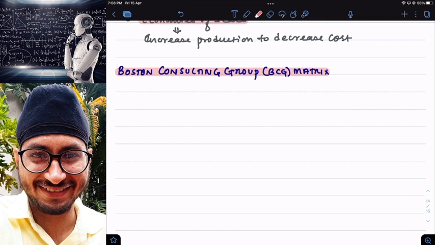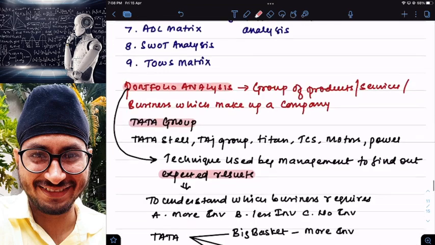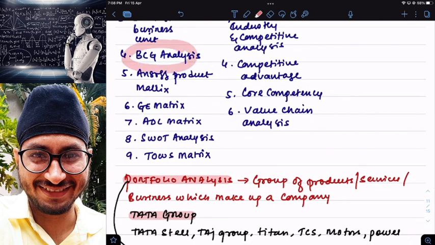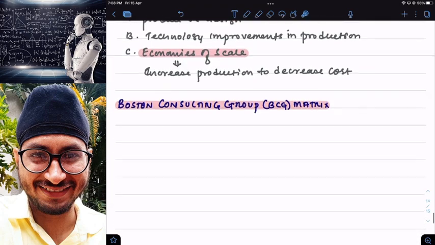In order to analyze my portfolio, I can use a method of analyzing the portfolio. One such method is called BCG. I repeat, I want to analyze my portfolio. There are many methods. I can analyze using BCG analysis, I can use the Ansoff product matrix, GE matrix, ADL matrix, SWOT analysis, TOWS matrix. So many methods are there. Out of many methods, one such method of performing portfolio analysis is BCG analysis, and BCG stands for Boston Consulting Group analysis.